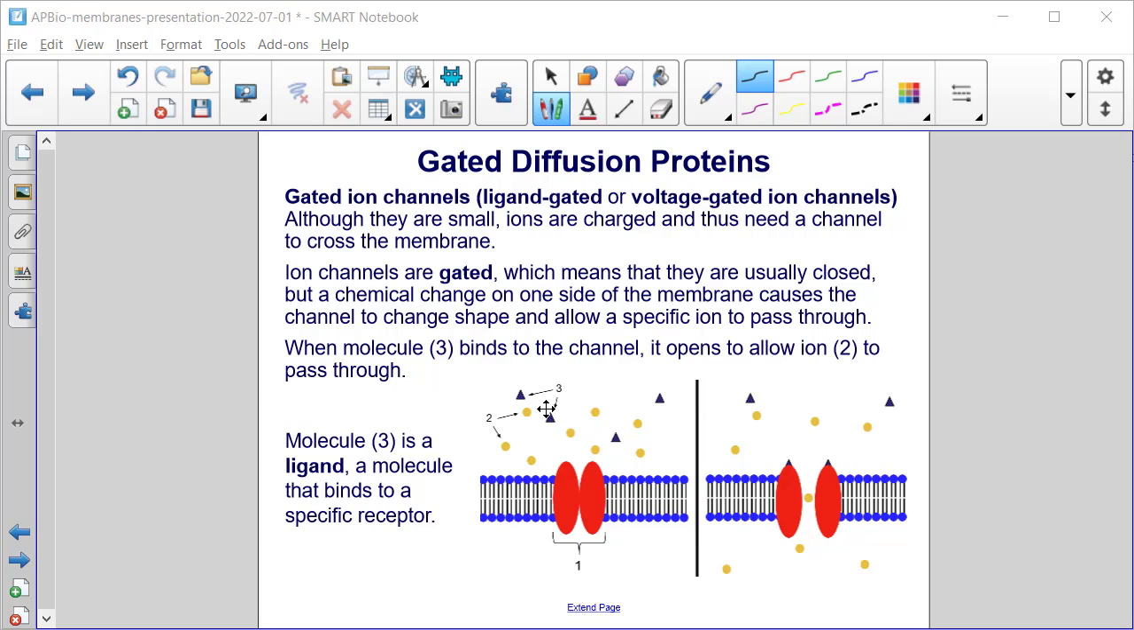So right now the channel is closed. When this ion 3 binds to the channel, you see those little triangular ions there? That causes it to open and allows the circular ions to pass through. Molecule 3 is what is called a ligand. So this is a ligand-gated channel. It is a molecule that binds to a specific receptor on this channel in order to change its shape and allow it to open.